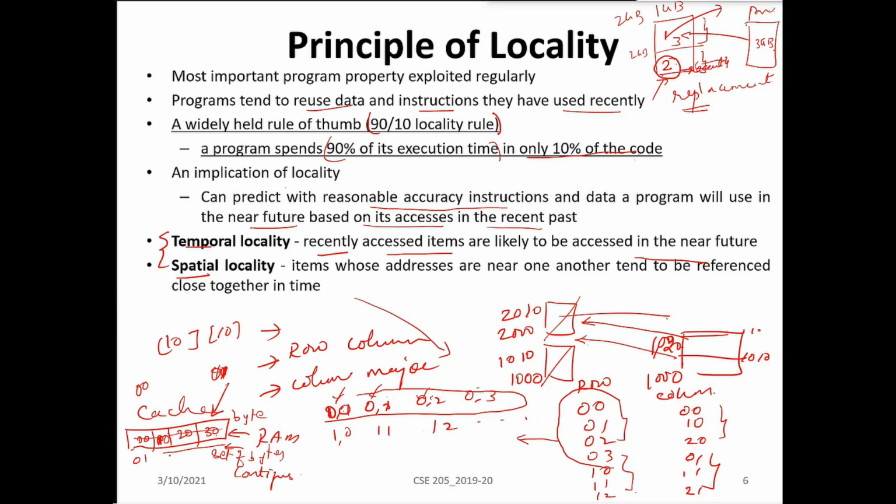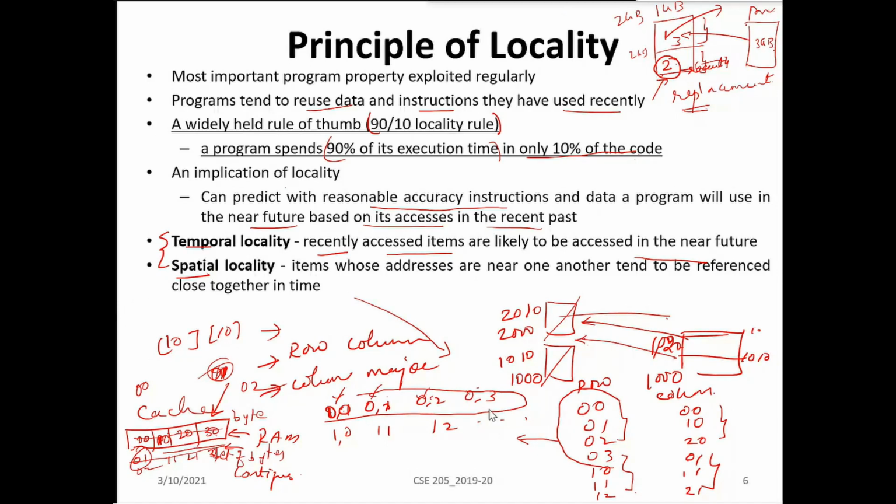Now 0 1, 1 1, 2 1, 3 1 will be fetched. After fetching 0 1, now I need 0 2. Immediately this will again be flushed and 0 2 will come. That's the problem. That's why row major order. Again, this depends upon the application also, so you need to decide accordingly.